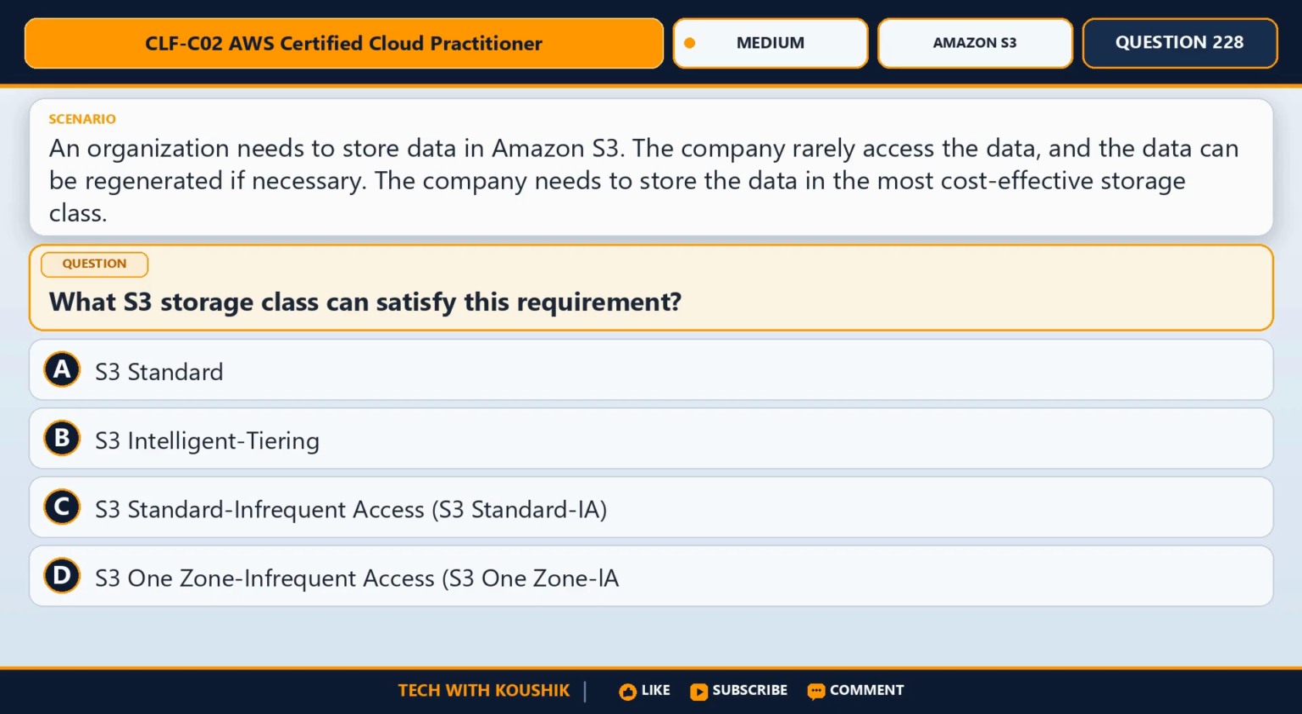Option A, S3 Standard. Option B, S3 Intelligent-Tiering. Option C, S3 Standard Infrequent Access, S3 Standard-IA. Option D, S3 One Zone Infrequent Access, S3 One Zone-IA.